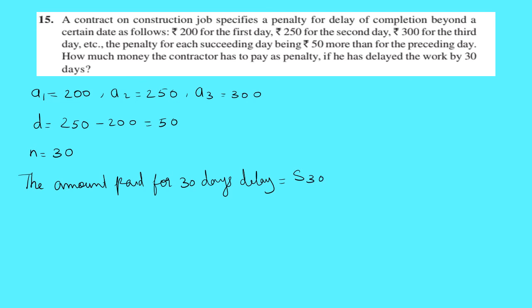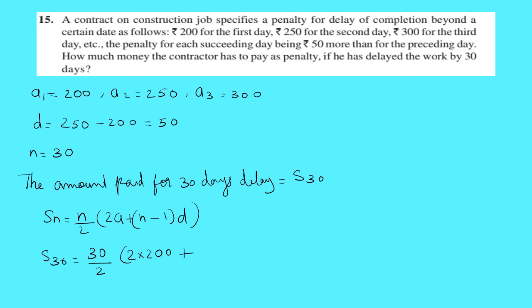We already know that Sn equal to n upon 2 multiplied by 2a plus n minus 1 multiplied by d. That is, S30 equal to 30 upon 2 multiplied by 2 multiplied by a, the a is 200, plus n minus 1, that is 30 minus 1, multiplied by d, which is 50.